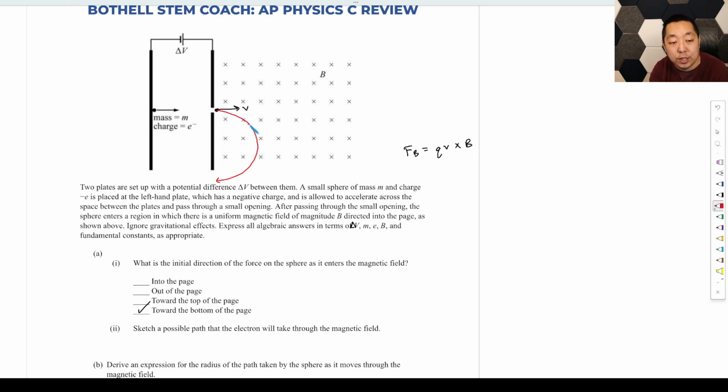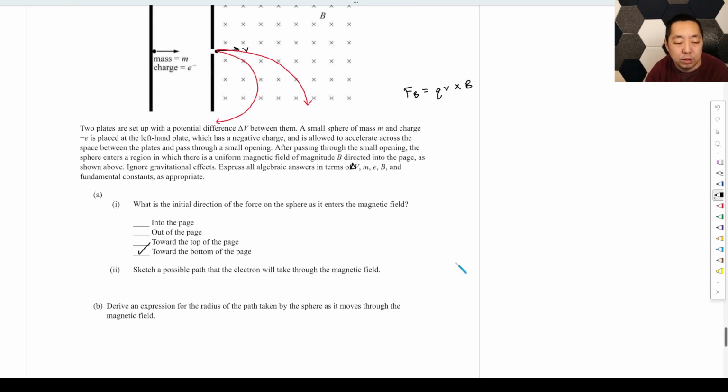And so it's going to be a centripetal force, so it's going to move in a circular path like that. So that would be valid. You could make it wider out like this. Those would all be valid, since you don't know without any numerical values or magnitudes.